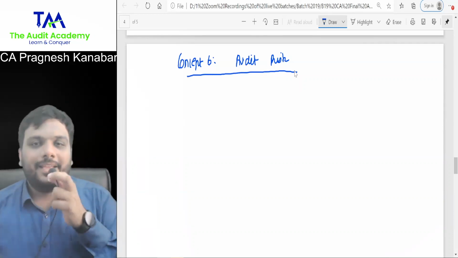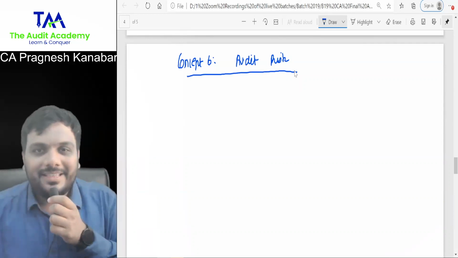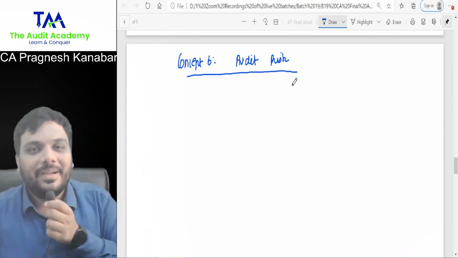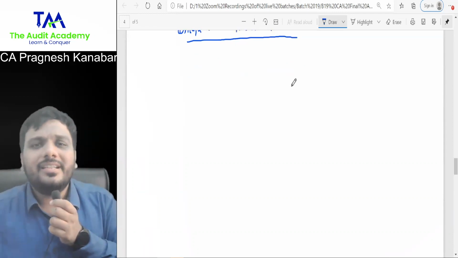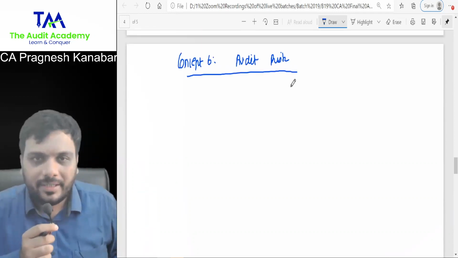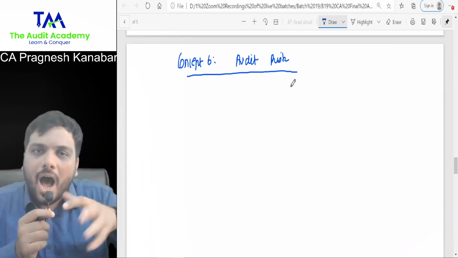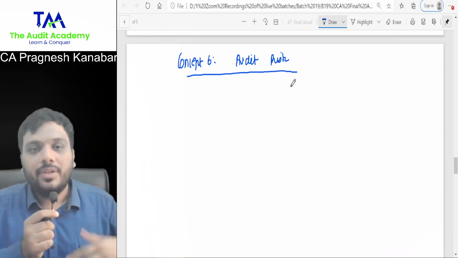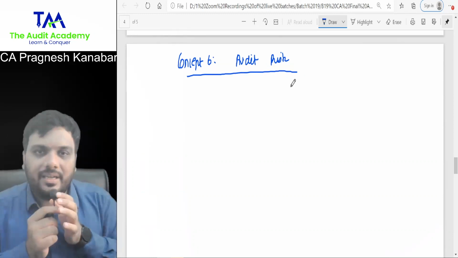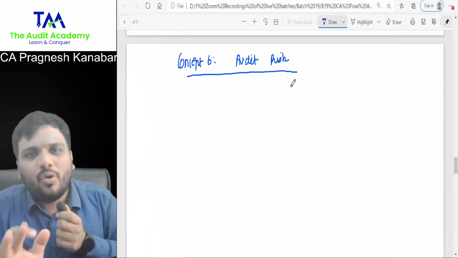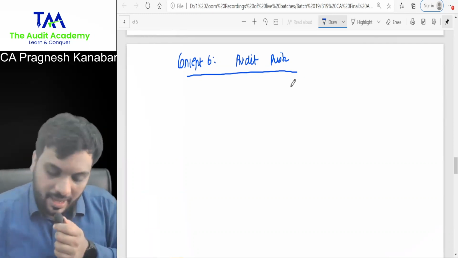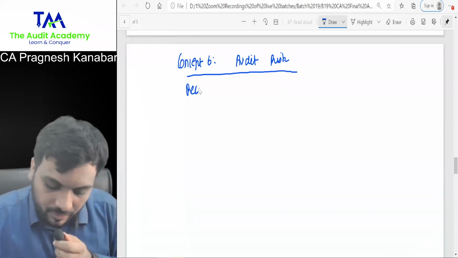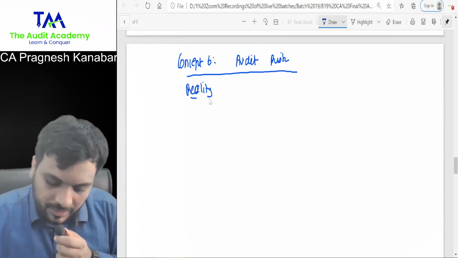Okay. First of all, before I go ahead in this concept, what do you understand by the word audit risk? It's the risk of expressing a wrong opinion. But that is a very half-baked definition, correct? We need to get into the exact technical words. But before I go ahead in the technical language, I want everyone to write this. We are just doing rough work.